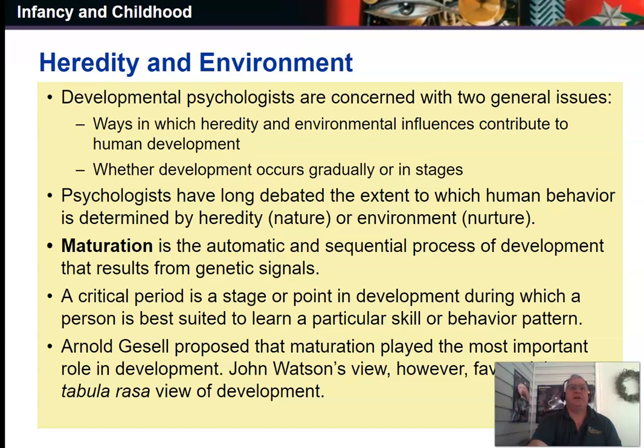Maturation is the automatic and sequential process of development that results from genetic signals. A critical period is a stage or point in development during which a person is best suited to learn a particular skill or behavior pattern. Arnold Gesell proposed that maturation played the most important role in development. John Watson's view, however, favored the tabula rasa viewpoint of development. Tabula rasa meaning the blank slate. And so what Watson thought is that we were created from a blank slate.